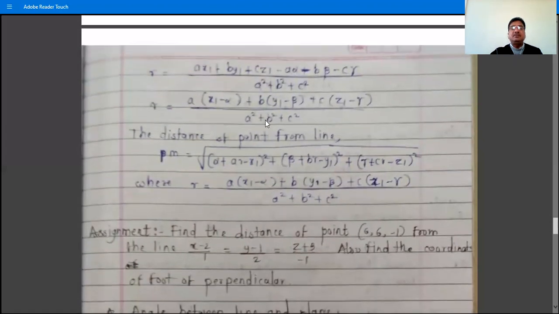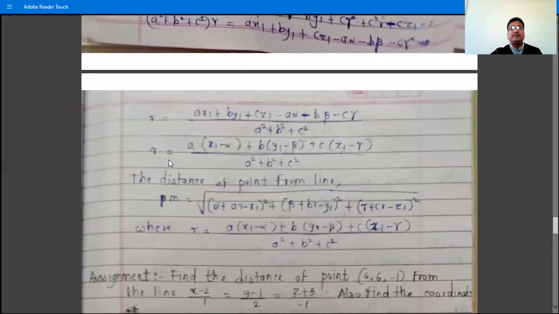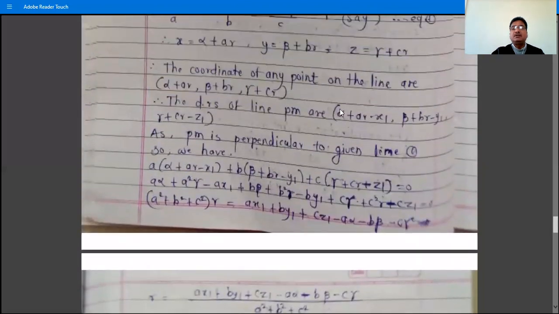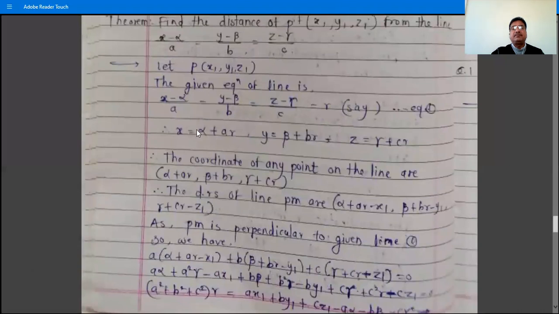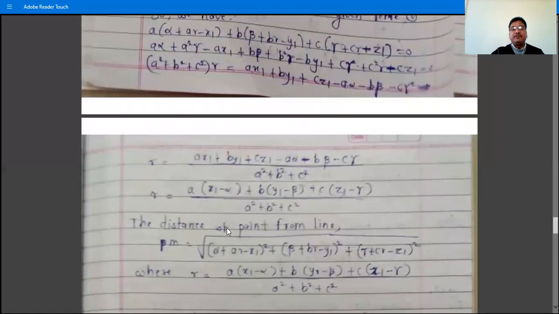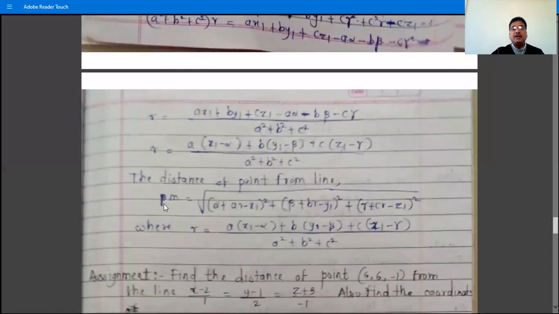Therefore, what is the distance PM? The distance of a point from a line means the distance between point P and M. PM, by using the distance formula. The coordinates of M are alpha plus AR, beta plus BR, gamma plus CR, and the coordinates of point P are x1, y1, z1.